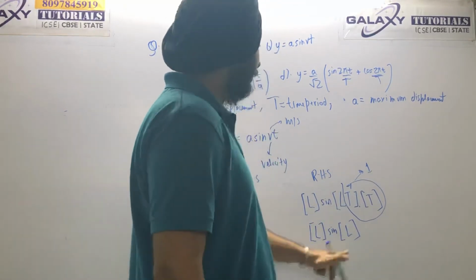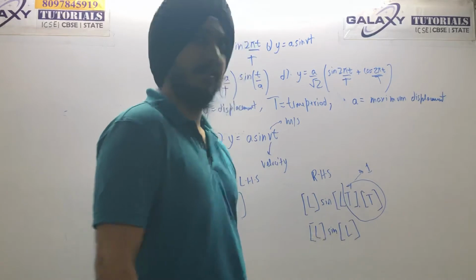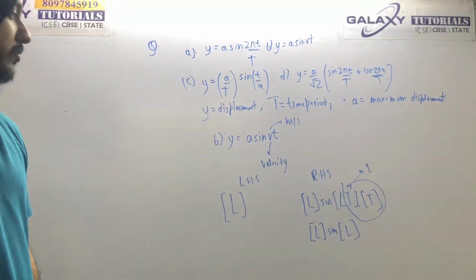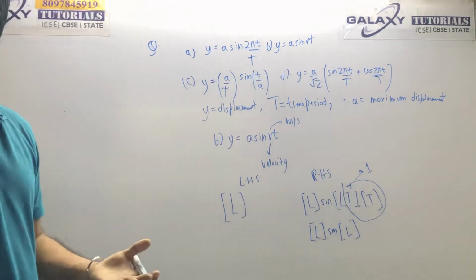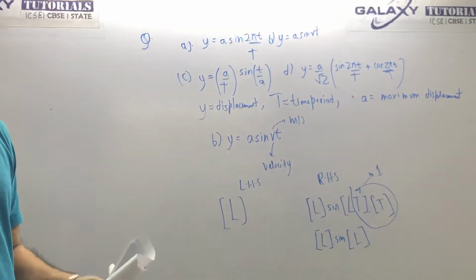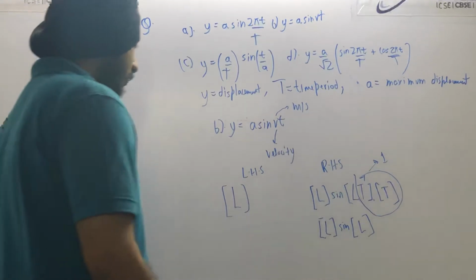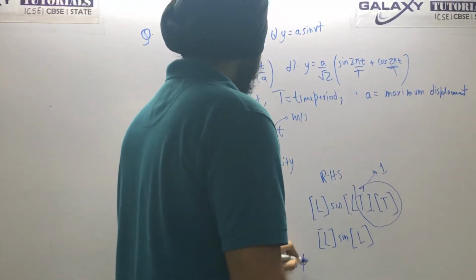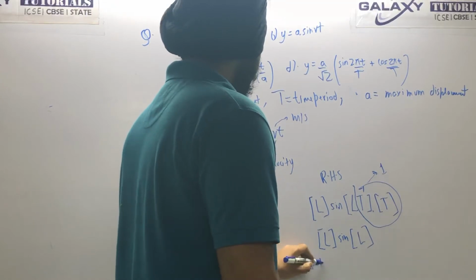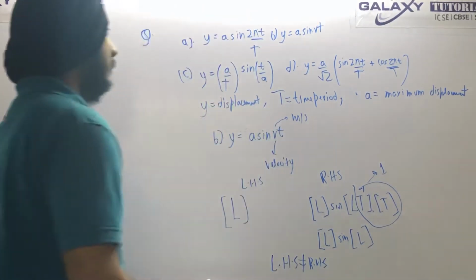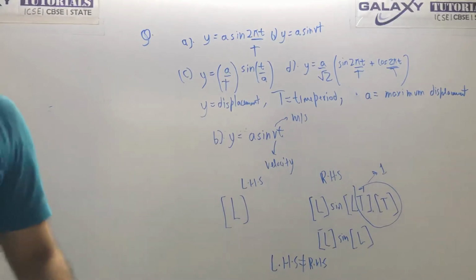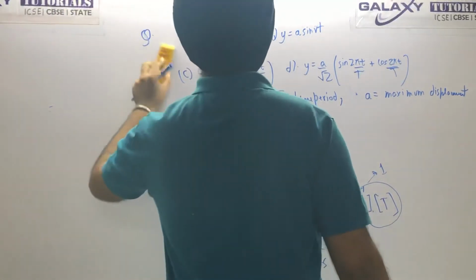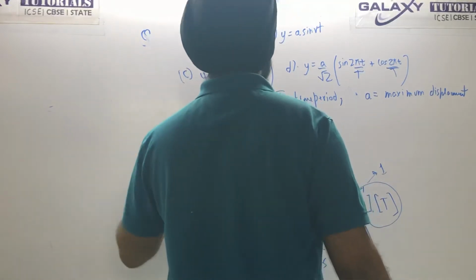So basically this is a multiplication of two units, L and L. So what will it become? L square. So this equation is incorrect. LHS is not equal to RHS in this case. Okay, next question, let's do.